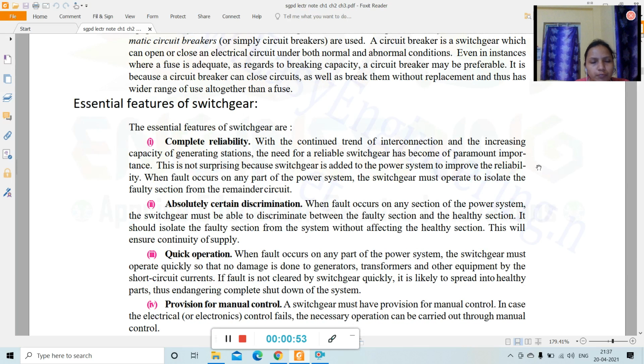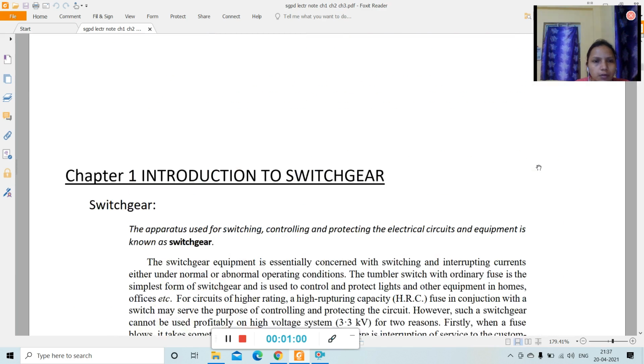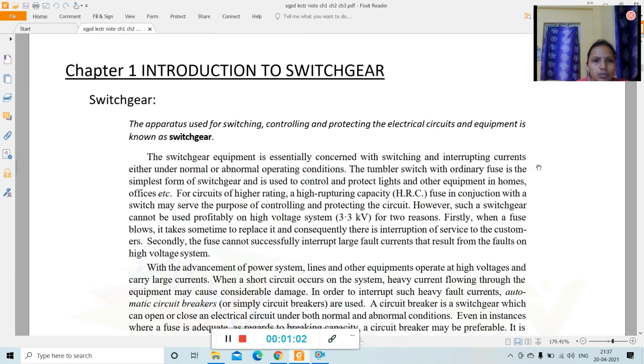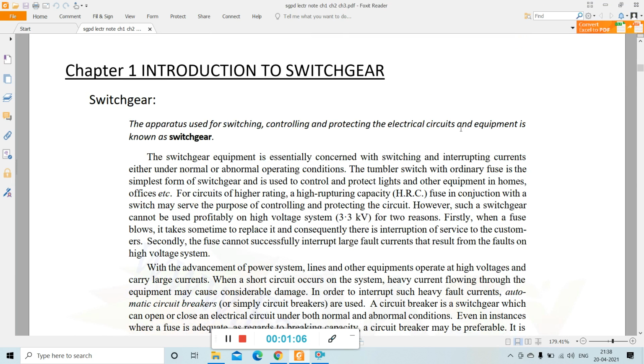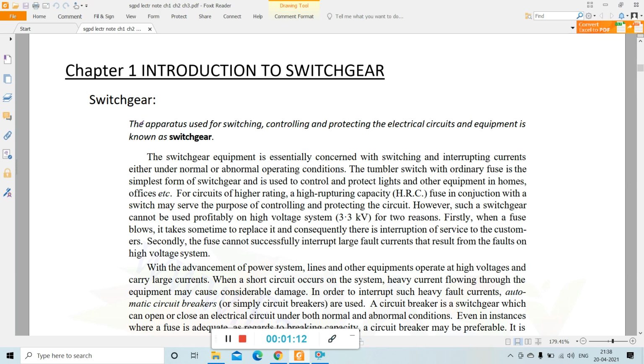This subject is for 6M diploma electrical engineering students. So let's begin with the definition of switchgear. So what is switchgear? The apparatus used for switching, controlling and protecting the electrical circuit and equipment is known as switchgear.